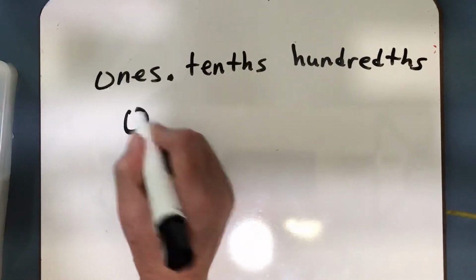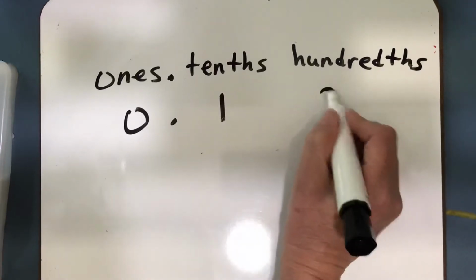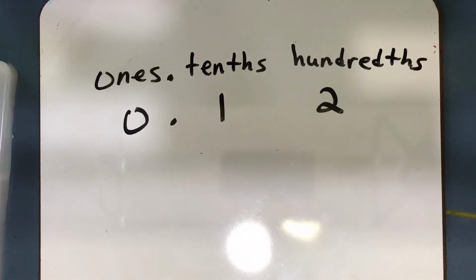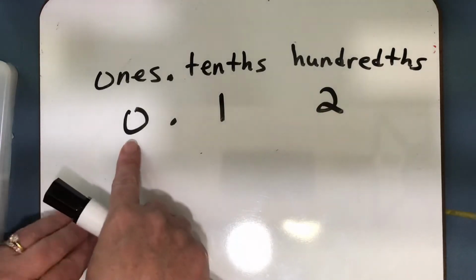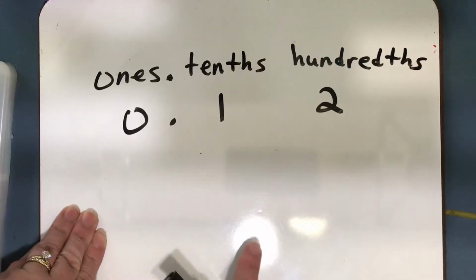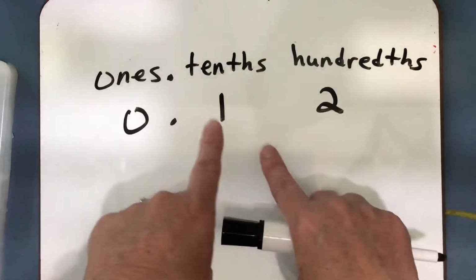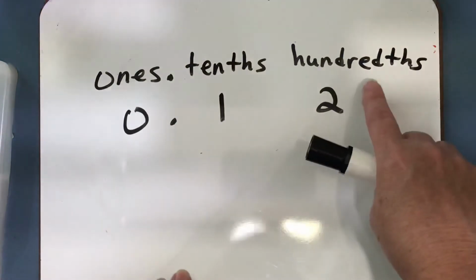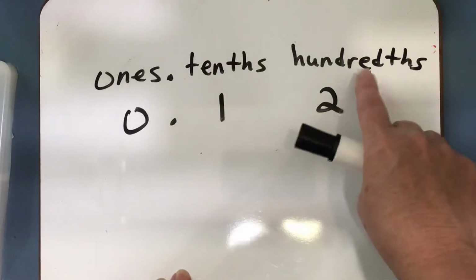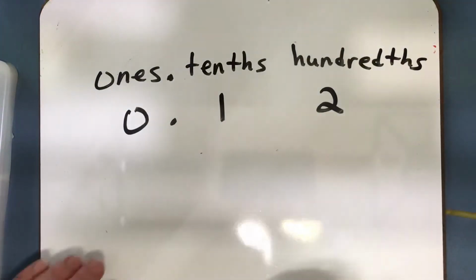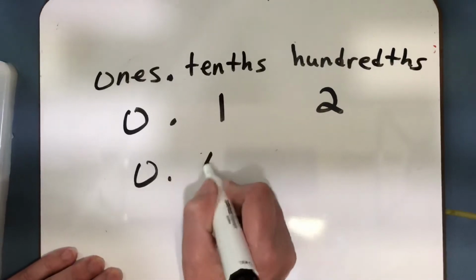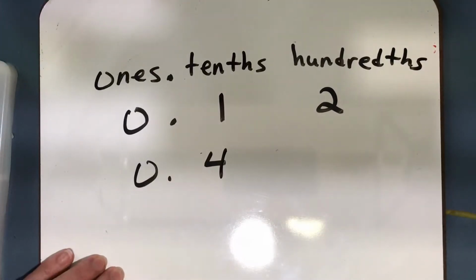So if I have this number right here, that would be read as 12 hundredths. I don't say the 0. I would just say 12 hundredths. I read it as a regular number, like I would just read 12, but I say the name of the place that the last digit is in. If I write this number, that is read as 4 tenths.